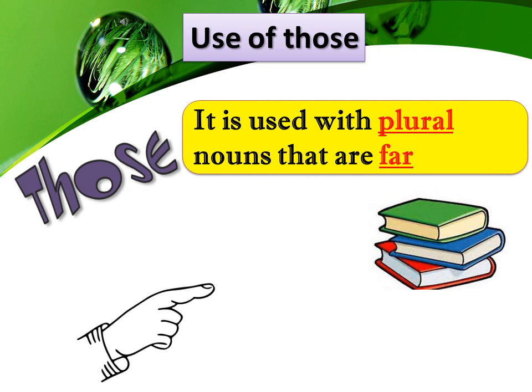Now the fourth one is those. It is used with plural nouns that are far. كنستعملوا مع الأشياء اللي جمع ولكن أبعد من حدنا, بعيدة منا, okay, that are far. Example: those books.